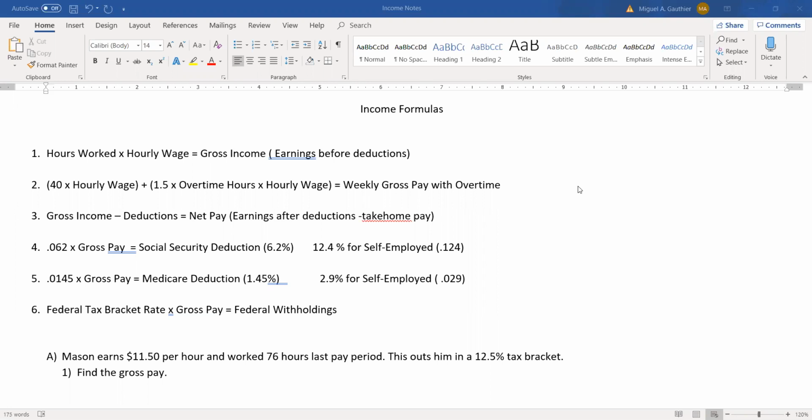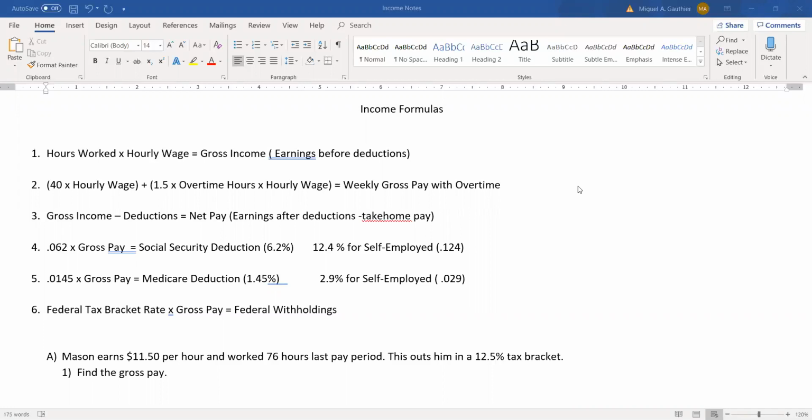Now, let's say you work overtime pay, and it's based on the week. Some are 40 hours per week, some are 80 hours per paycheck, depending on for whom you work. So let's just say it's a 40-hour week. So you do 40 times the hourly wage plus 1.5 times your overtime hours times your hourly wage. And that gives you your weekly gross pay with overtime. Again, if that were 80, 2 weeks, it'd be 80 times hourly wage.